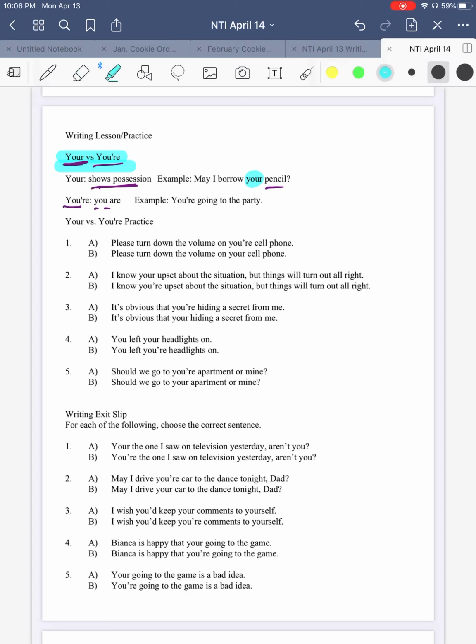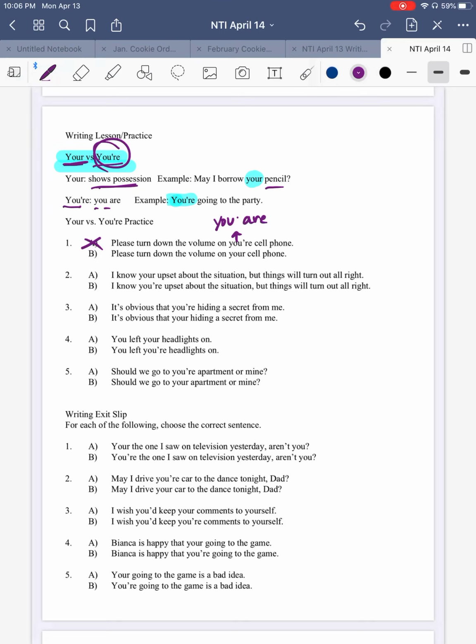For our practice sentences down here, we're going to do the same thing. We've got to determine which sentence uses the word correctly, based on how they're spelled and what they mean. Looking at number 1, part A, it says, "Please turn down the volume on you're cell phone." You can replace it to see if it makes sense. "Please turn the volume down on you are cell phone." Does that make any sense? Not at all. So we know that's not the answer, but before you pick B, you've got to make sure.